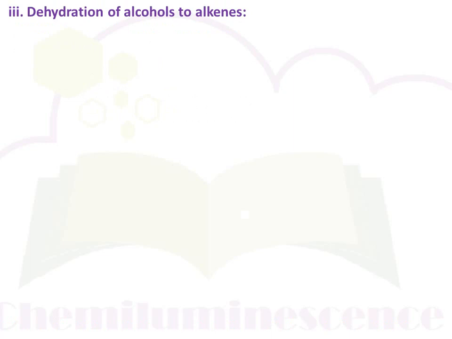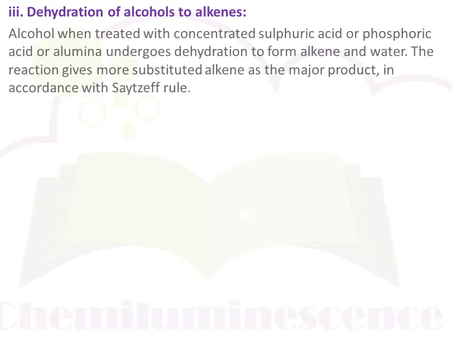Next reaction is dehydration of alcohols to alkenes. Dehydration means removal of water. Alcohols on reaction with concentrated sulfuric acid or phosphoric acid or alumina undergo dehydration to form alkene and water. The reaction gives the more substituted alkene as the major product. This major product is decided by using the Saytzeff rule.